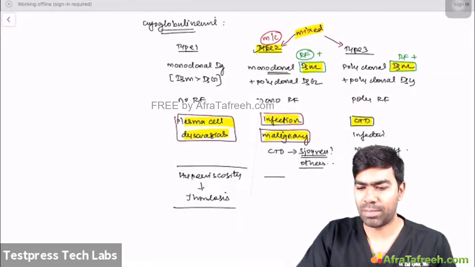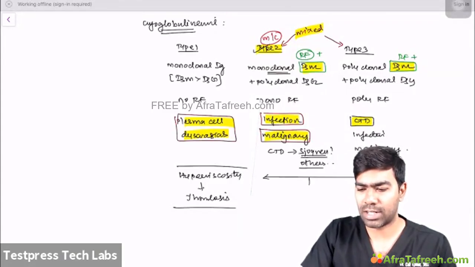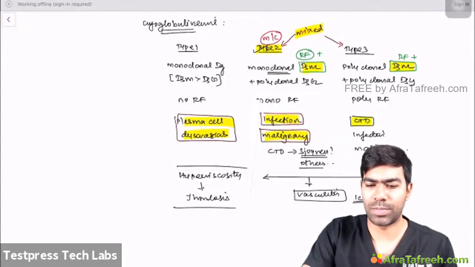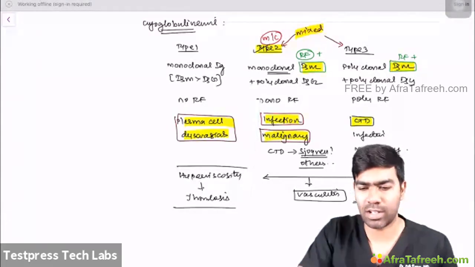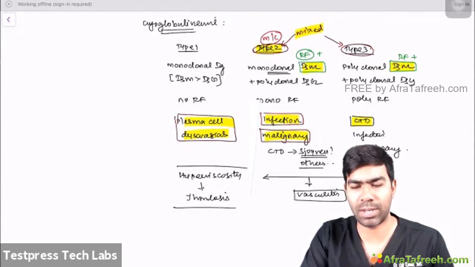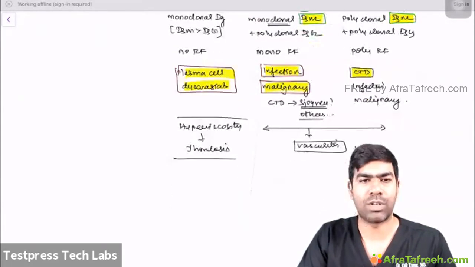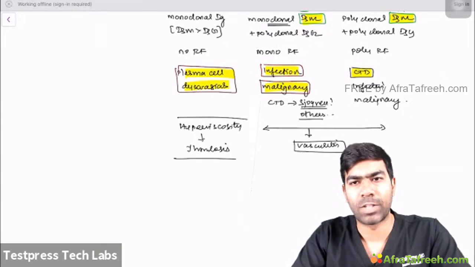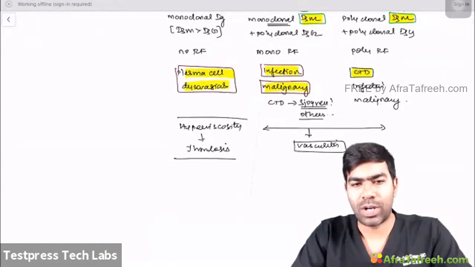But as far as type 2 and type 3 are concerned, these are the things that are going to produce vasculitis. So what vasculitis? Immune complex vasculitis. Which means for our vasculitis understanding, your type 2 and type 3 are the important. Type 1 is not even going to produce vasculitis. Type 2 and type 3 are the ones that are going to produce vasculitis in the first place. Fine. All right.